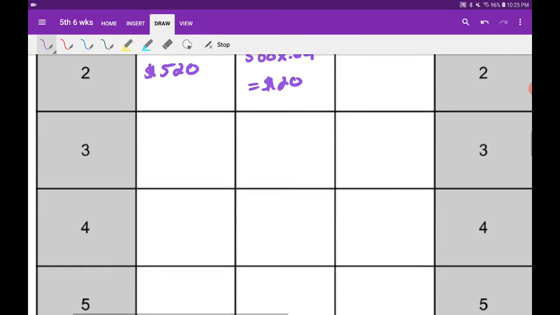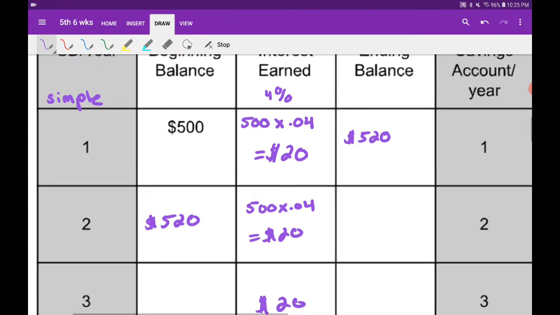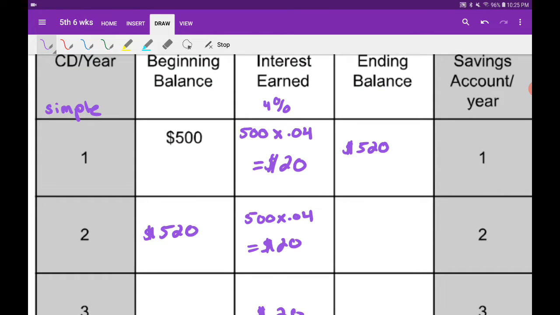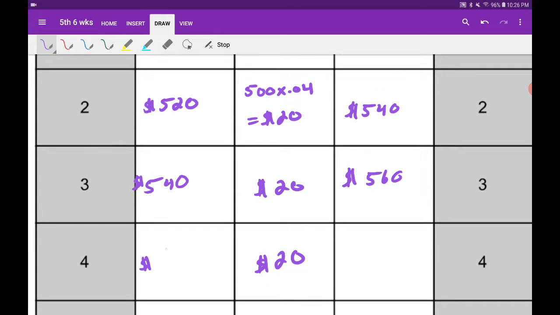As a matter of fact, the rest of this is all going to be $20 because it's always applied to the original 500. All right, so then we add it to what we already have in our account, which is the 520. So 520 plus 20 is 540. Okay, so at the beginning of the third year, we have $540. Add the 20 there, we get 560, and then you can kind of see the pattern. Beginning of the fourth year, $560, add 20, you get $580.